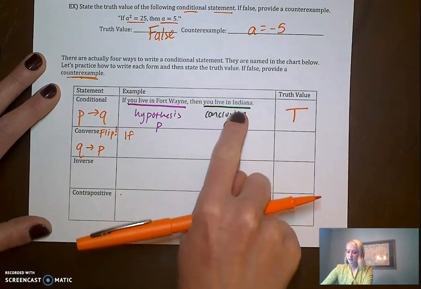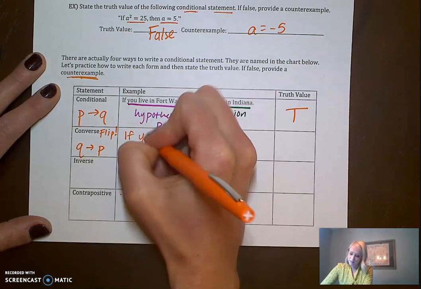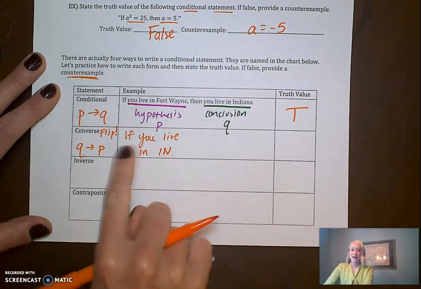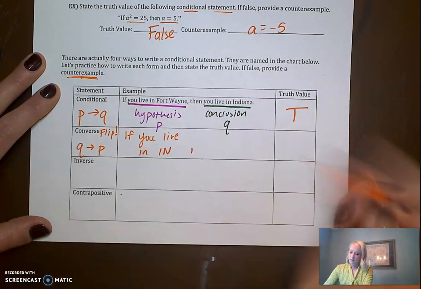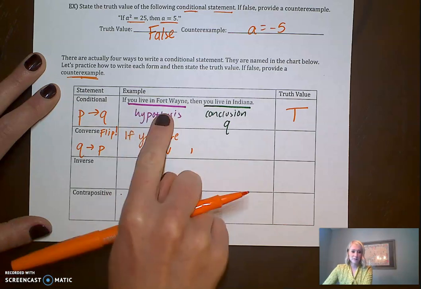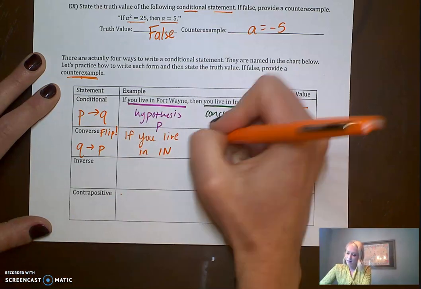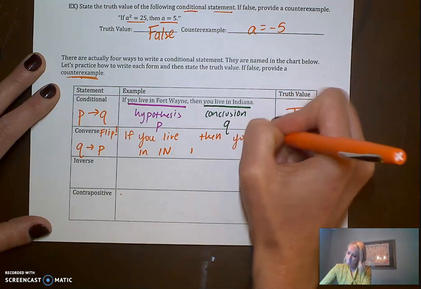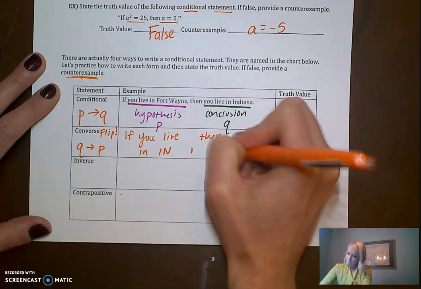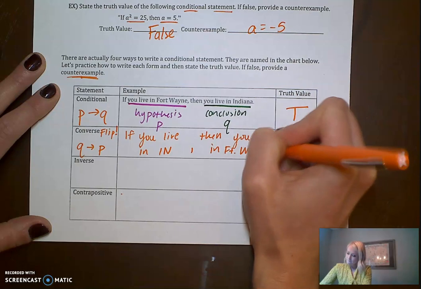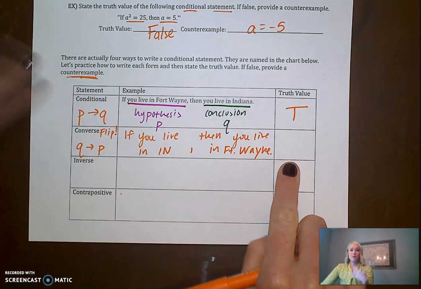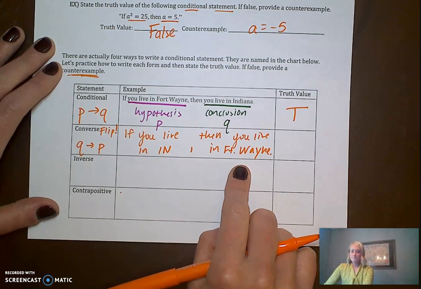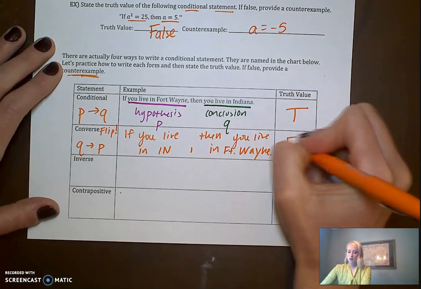So it's still if blah, blah, blah, then blah, blah, blah. I'm just going to take the conclusion, you live in Indiana, and I'm going to write that after the word if. And then I'm going to take the you live in Fort Wayne, the hypothesis, and I'm going to write that after the word then. Now I have to say whether this is true. So if you live in Indiana, then you live in Fort Wayne. This is not true. This is false.